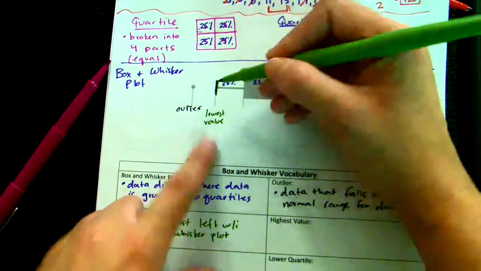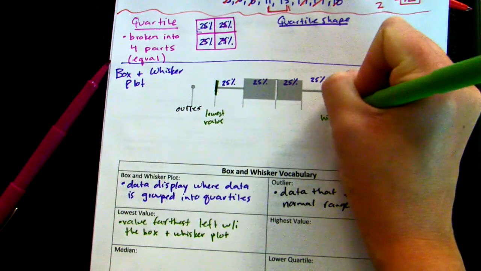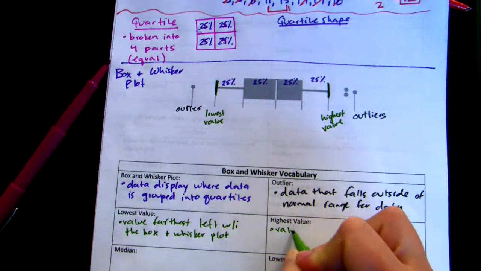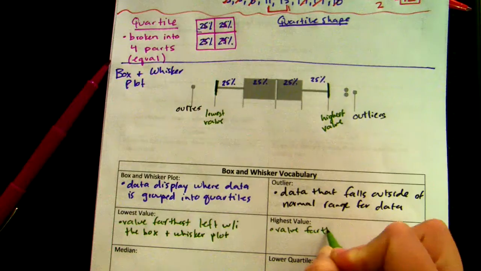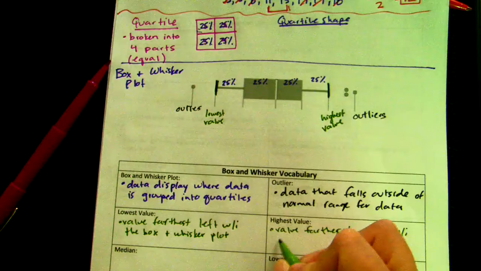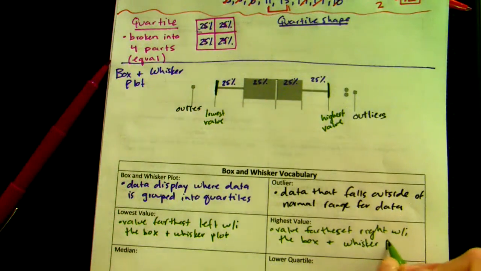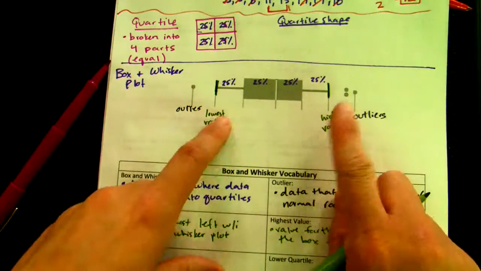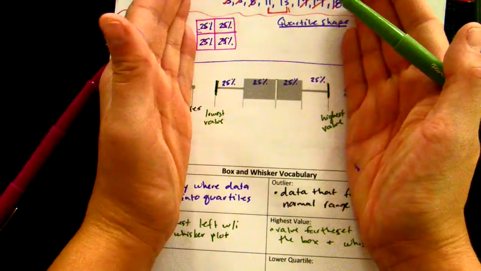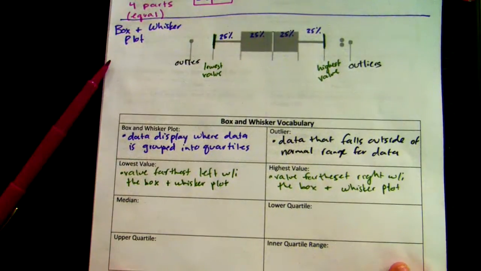So if the one farthest left is our lowest value, it makes sense that the one farthest right is our highest value. It is the value farthest right within the box and whisker plot. Our lowest value and our highest value give us the bounds, or where our graph is going to fall within.